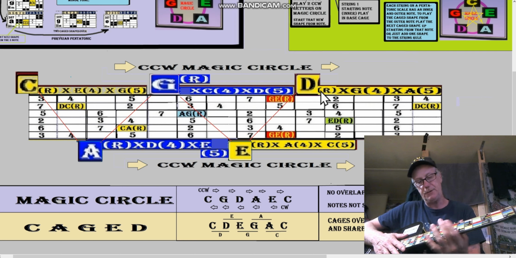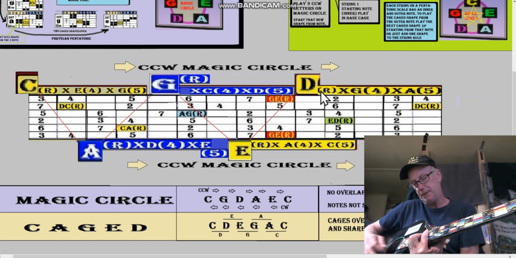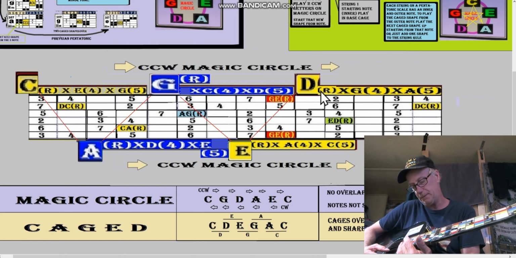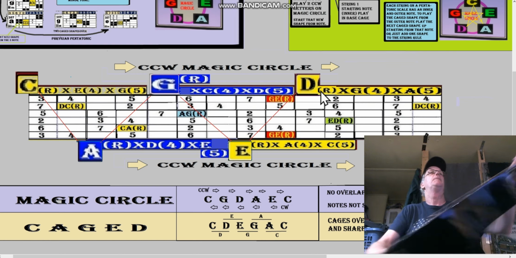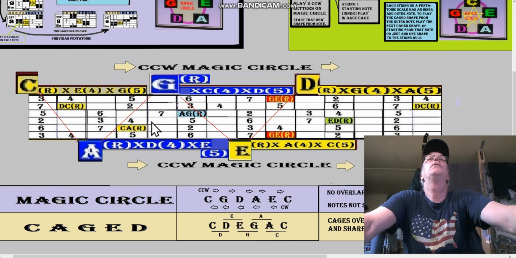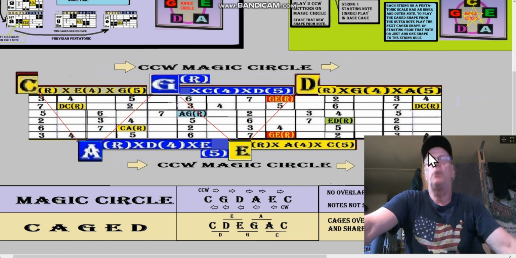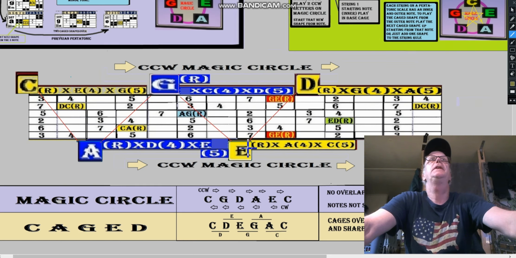That's the CAGED system: C, A, G, E, D shape. That's the CAGED system, and those cages overlap. But if you take every other letter in the CAGED word and look at them, in these cages they don't overlap. And these cages are actually part of the magic circle.